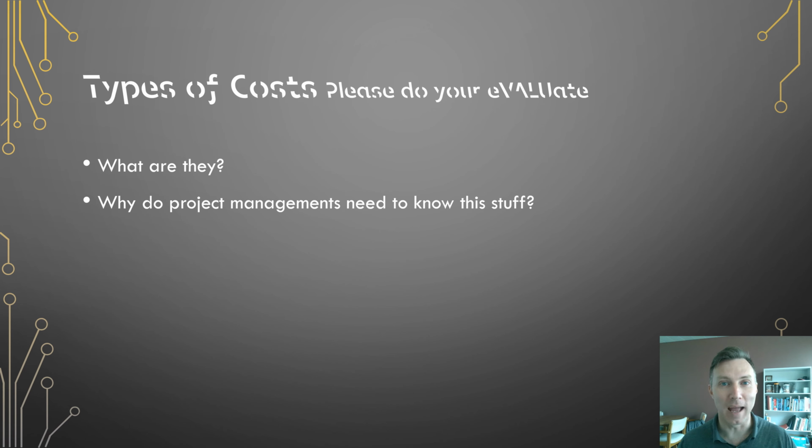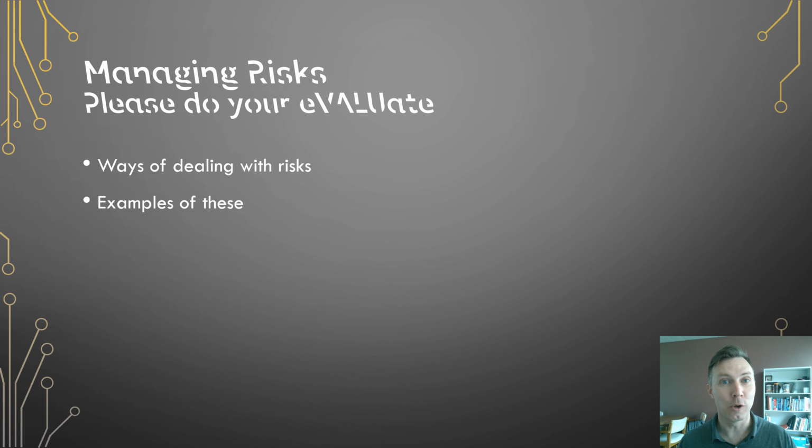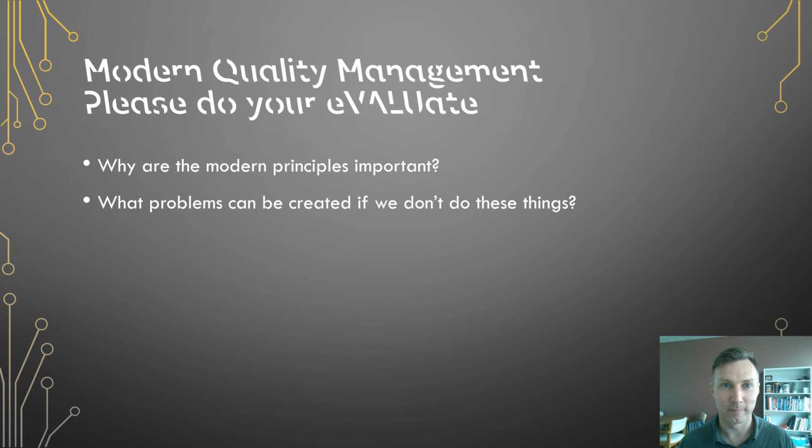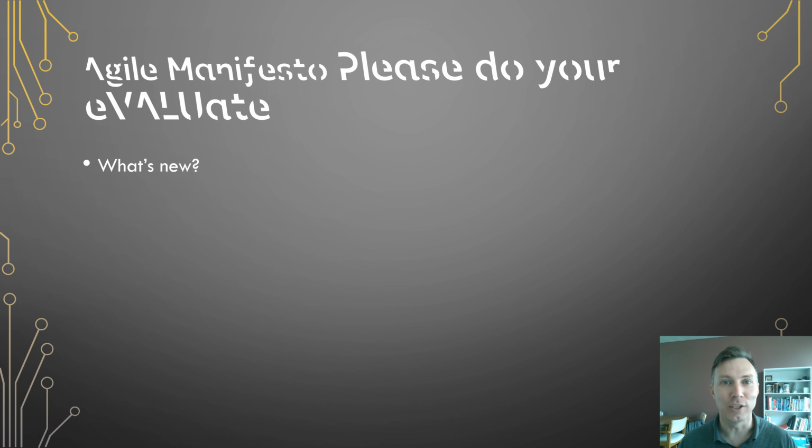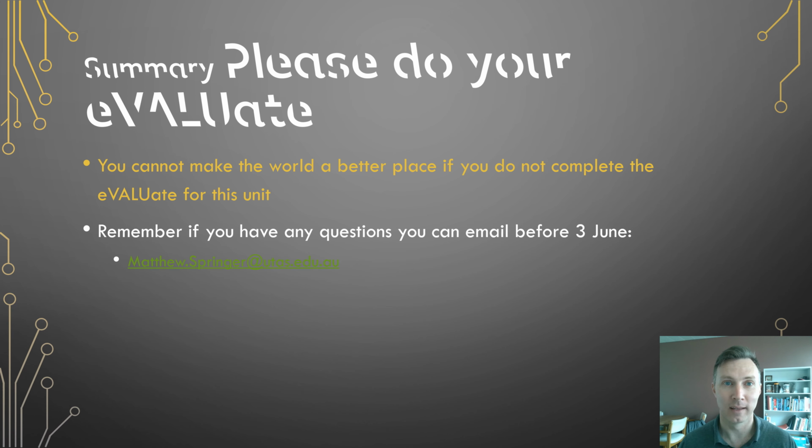You'll need to know about the different types of costs, what they mean for project management and project managers. You'll need to know about different ways of dealing with risks and some examples of these. You'll need to understand the principles of modern quality management and the repercussions of not doing these things. And you'll need to understand the values in the Agile Manifesto and how they differ from the traditional way of doing things.